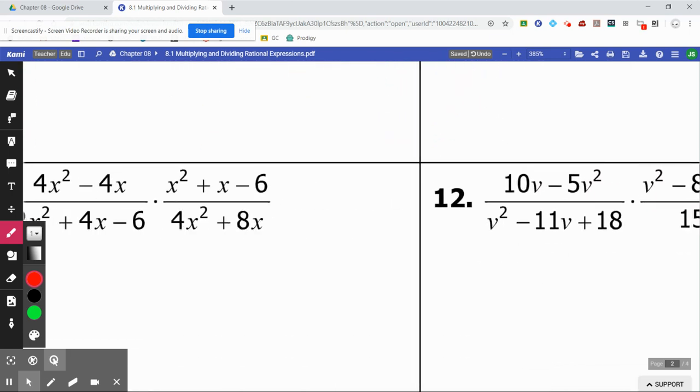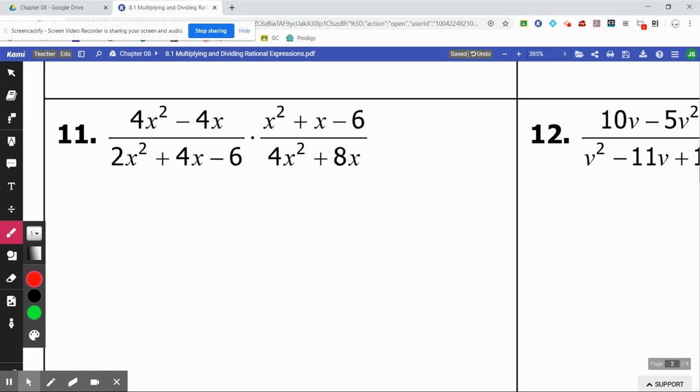Number 11. Now you're dealing with polynomial terms instead of monomial.